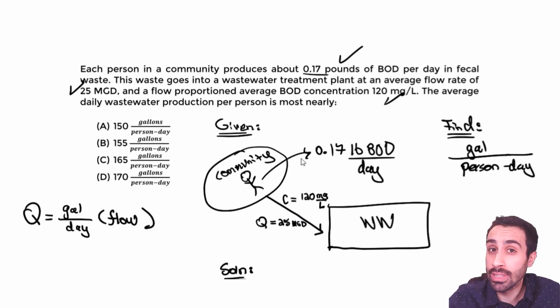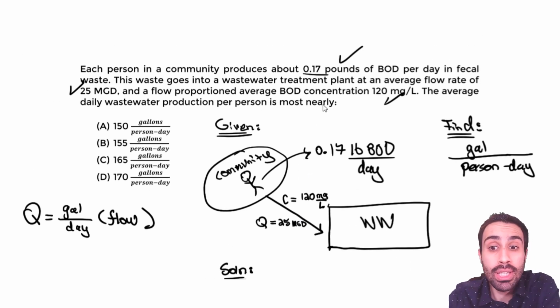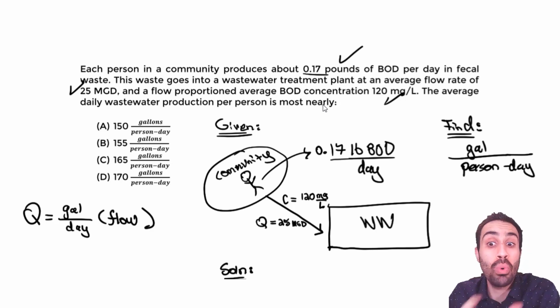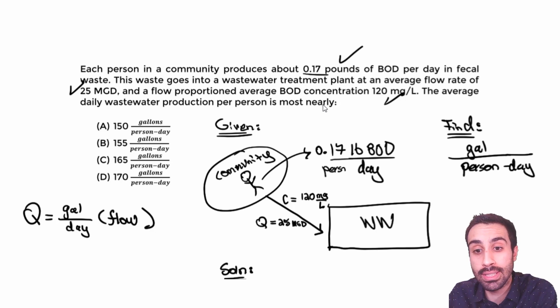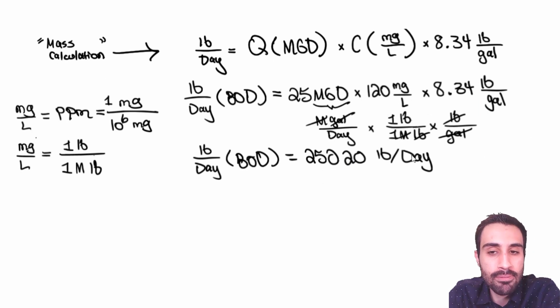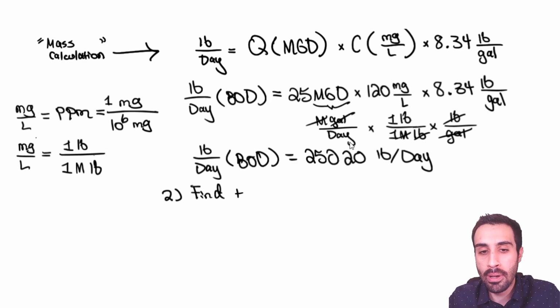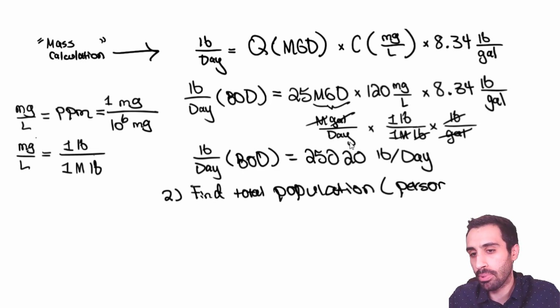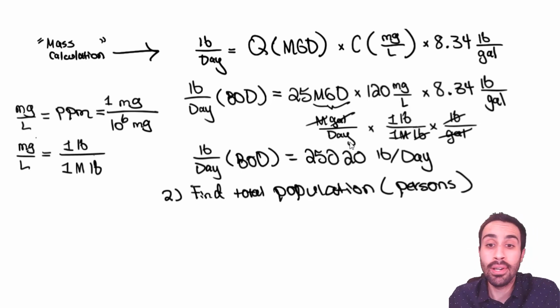So that may be a question on its own, find the total population. And we're going to use this conversion because we know one person produces 0.17 pound of BOD per person per day. So that's for one person. So what we can do is write it like this and denote the person at the bottom. Now based on this value, we can cancel units and find the total amount of persons or the total population. So that would be the second step. Step 2 is find the total population in the community. Population, or this is also the persons. Persons, population, people, capita, all mean the same thing.